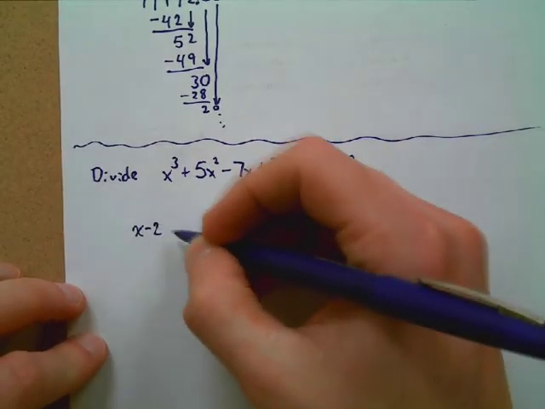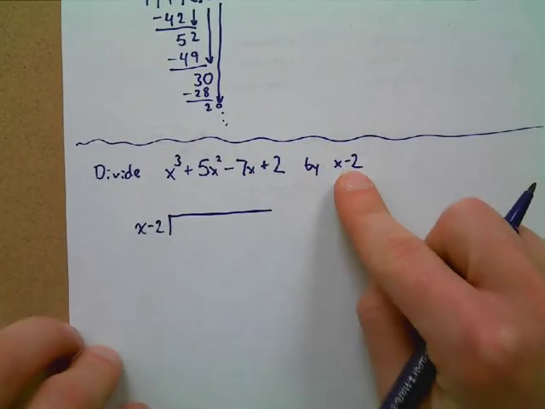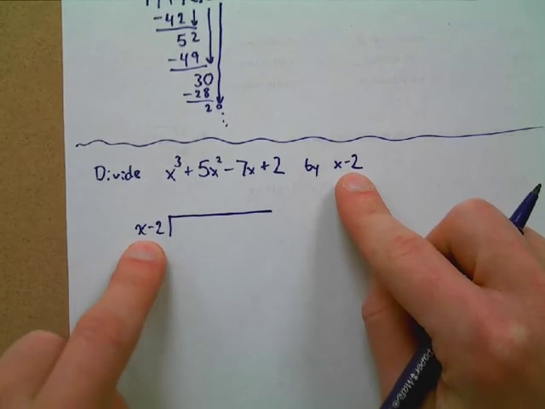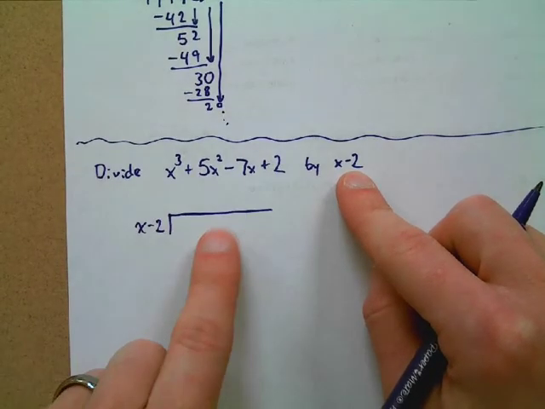Okay. So again, we're dividing by x minus 2, so that's what goes out front. And what are we dividing? It's this polynomial right here, so that goes in here. Okay?